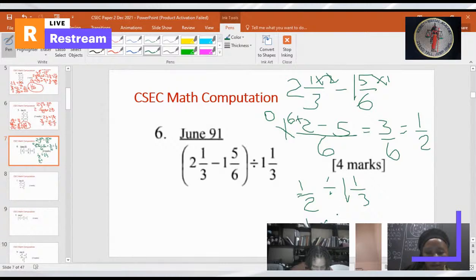We're going to flip it, since we changed the sign. It becomes 3 over 4. So half times 3/4 would give you 3/8. So 1 times 3 is 3, and 2 times 4 is 8. And this cannot be reduced. So that's our final answer.